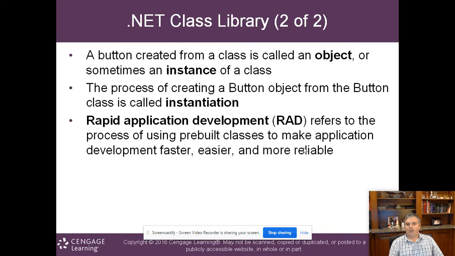And that kind of leads me into rapid application development, or RAD, which refers to the process of using pre-built classes to make application development faster, easier, and more reliable. Typically, in my career, I did both Java and VB programs, and a little bit of C#. If I was working at a client and they wanted me to develop something in Java versus VB, my quote for the Java program was usually 2 times as much as a VB program, because it's just that much more code to write.